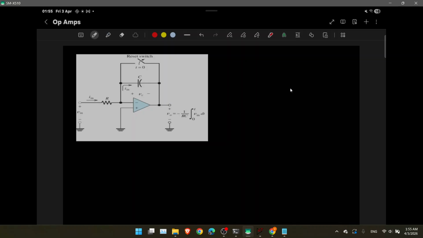So let's get started with some basic things about op-amps. I think you have some intuition about what the rules are when we are dealing with operational amplifiers.